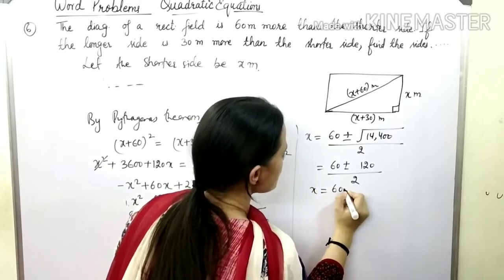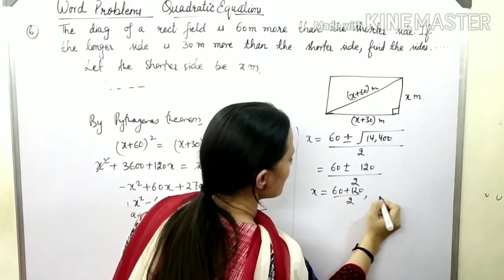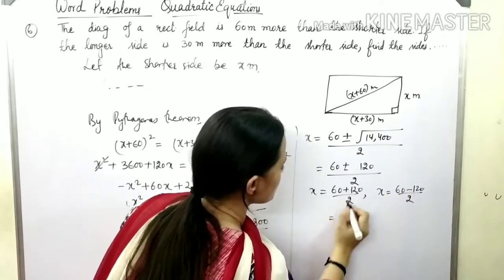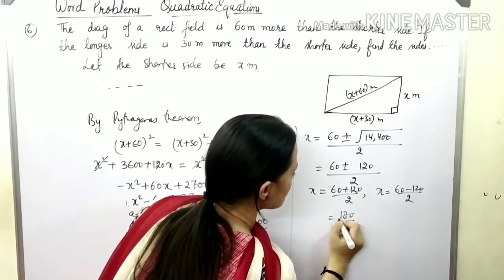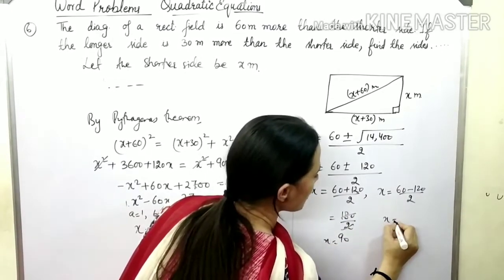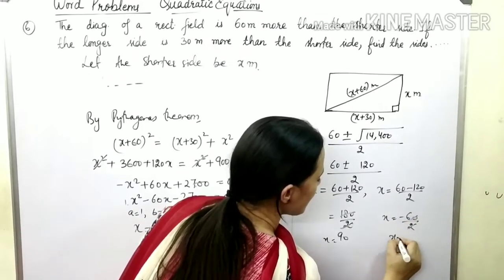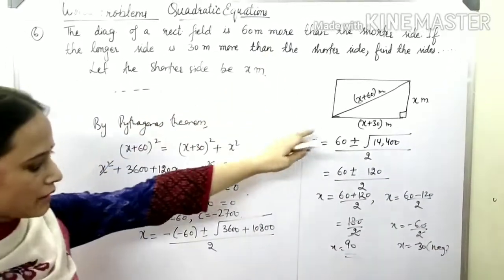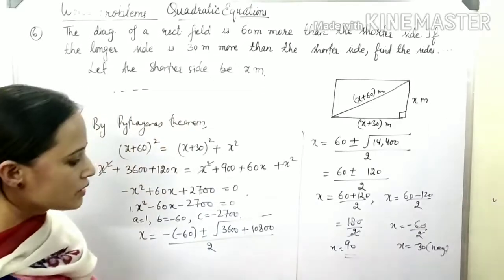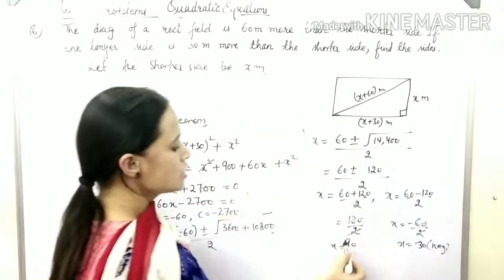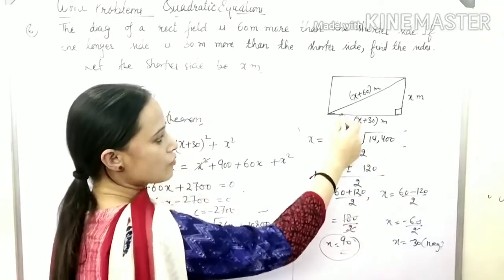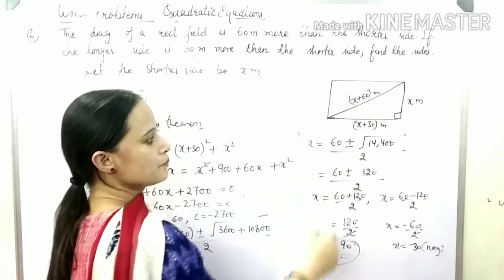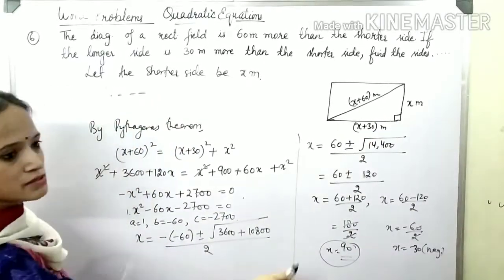So x is equal to 60 plus 120 upon 2, and the other value will be 60 minus 120 upon 2. So we are getting 180 upon 2, that is 90, and from here we are going to get a negative value. So we can neglect this value because we are finding the sides of a rectangular field which cannot be negative. Now when you got the value of x, because we have to find the sides, so this is the shorter side, then you will have to find the longer side, that is 90 plus 30, 120 meters, and then the diagonal 90 plus 60, that is 150 meters, and in the last you should write the statement in one line.